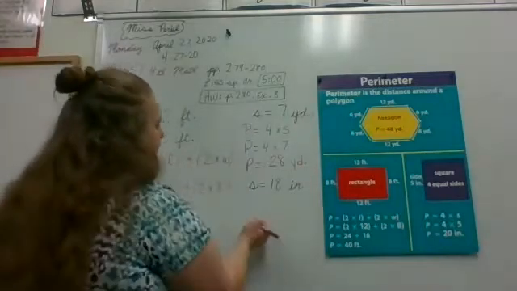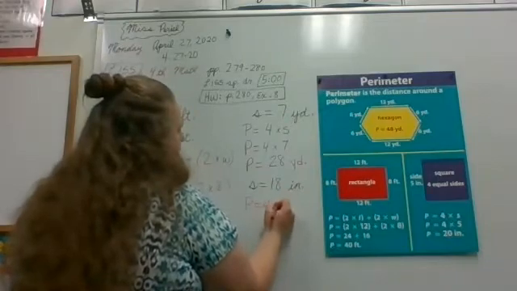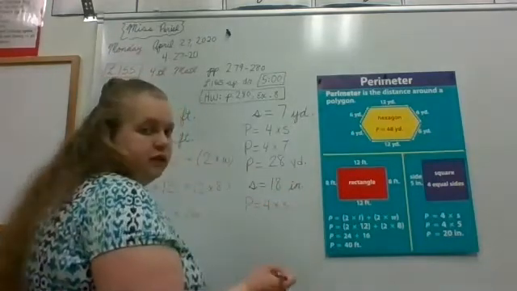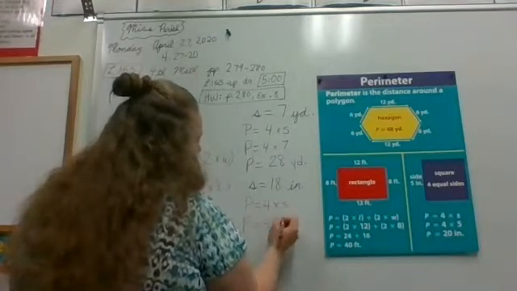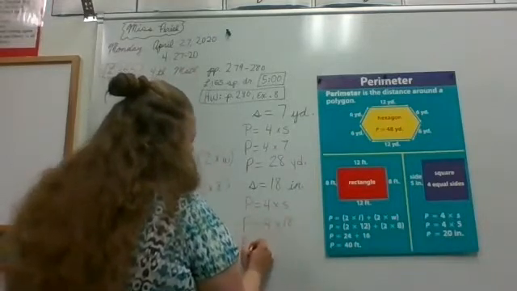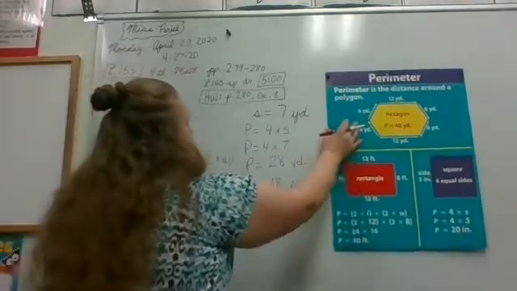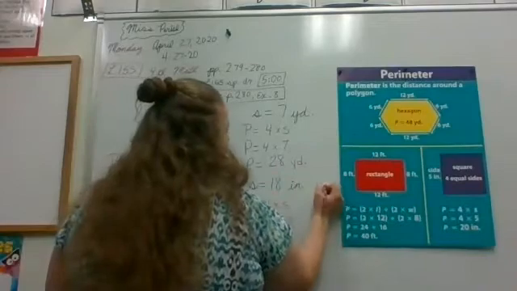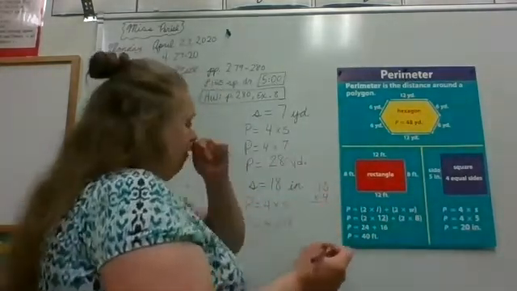Now, down here, we have 18 inches, okay? Again, our formula, P equals 4 times S. P equals 4 times 18. Sometimes you can't do these problems in your head, right? We've learned that. If we can't do it in our head, we just work the problem out, right?